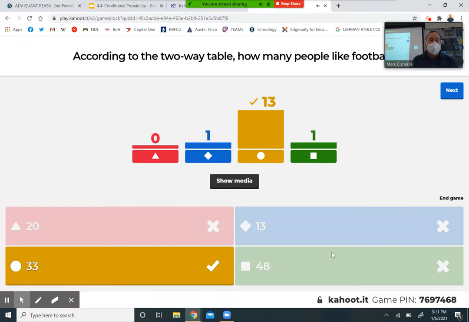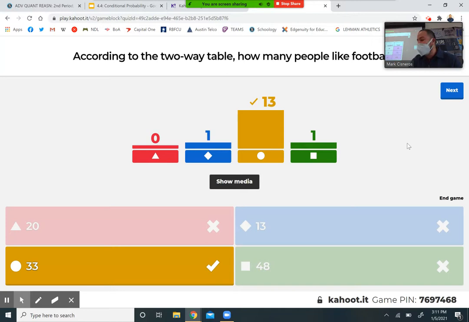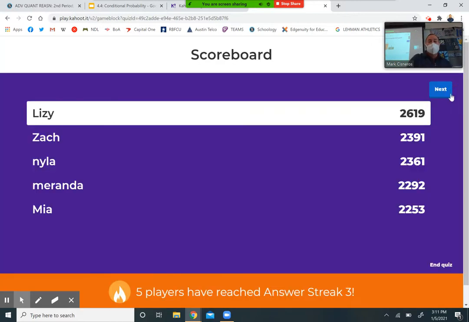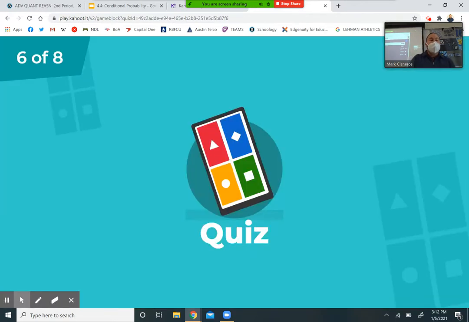Good. Yeah, guys, it's the total. I know it's kind of hard to see over there. The total is football. You look at the column total, it's 33 down there at the bottom. Okay. All right, I'm going to throw a curveball the next. Uh-oh, Nyla, did you miss that one? Or is she still up top? Yeah, she's out. I didn't even choose at all. Oh, man. All right, 3 more.